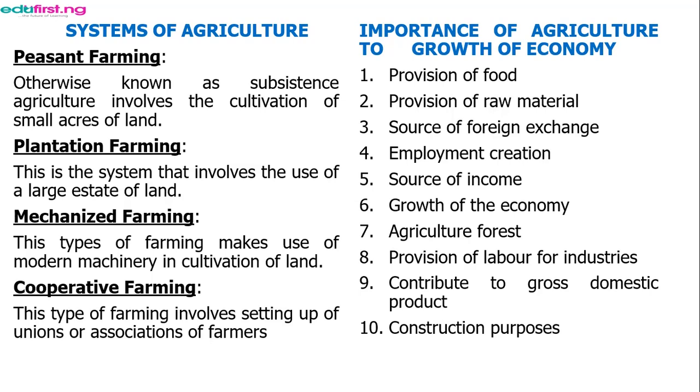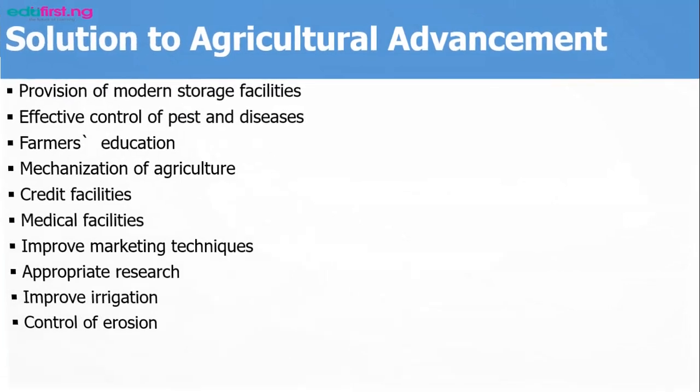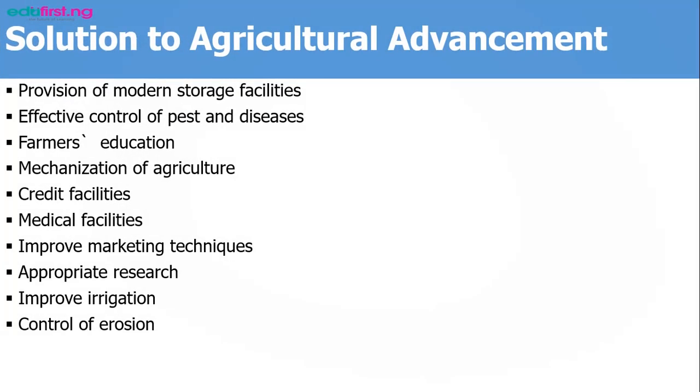Now to the solution of agricultural advancements. We can make agriculture advance through the following ways: provision of modern storage facilities, effective control of pests and diseases, farmers' education, mechanization of agriculture, credit facilities, medical facilities. We can improve marketing techniques, appropriate research. We can improve irrigation and control of erosion.